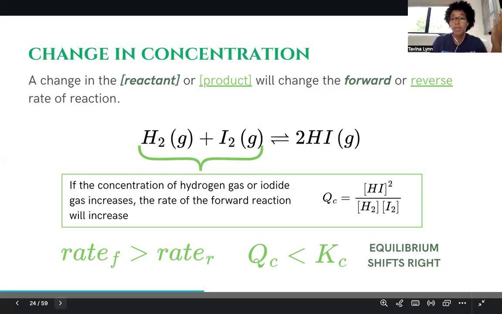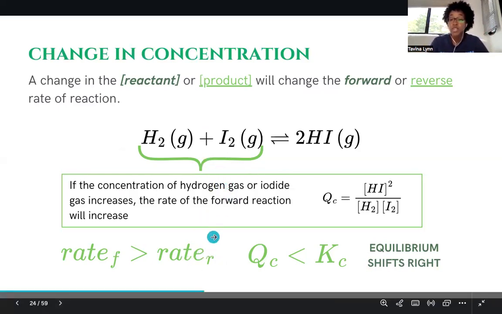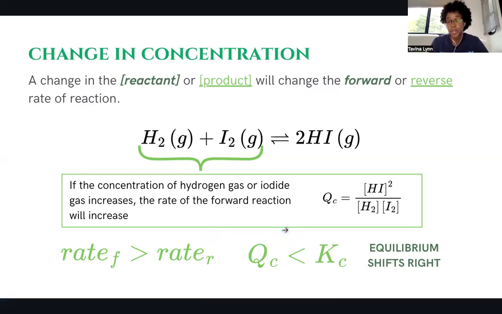Now you can think about the same thing: what if we were to decrease the concentration of reactants? If we were to introduce something that ate up our reactants, we would see the opposite. The rate of our forward reaction would end up being less than that of the reverse reaction. So our Q value would end up being greater than K because we'd decrease our denominator. So Q would increase.